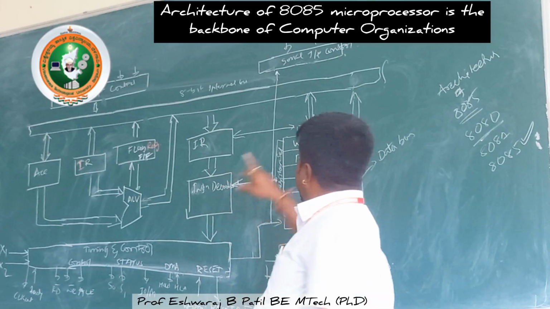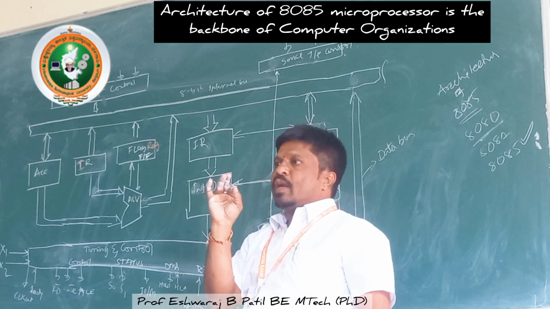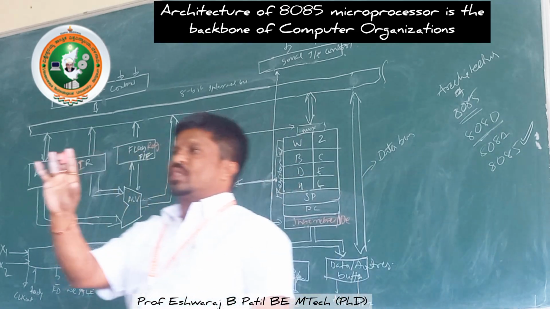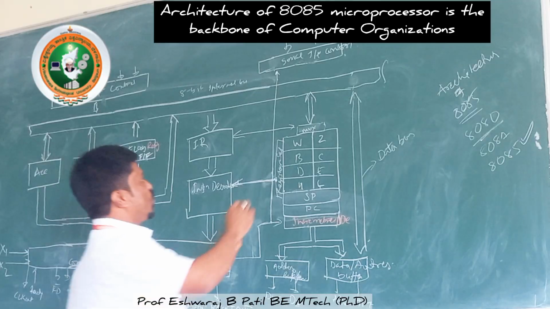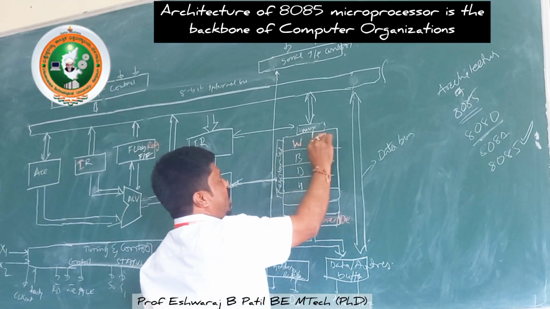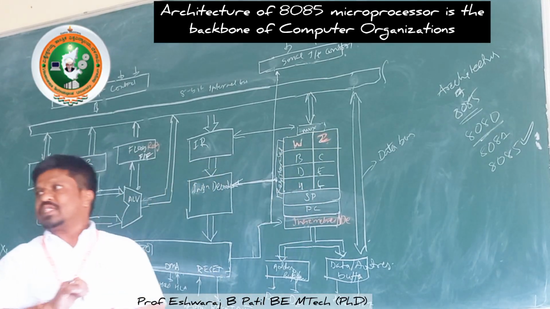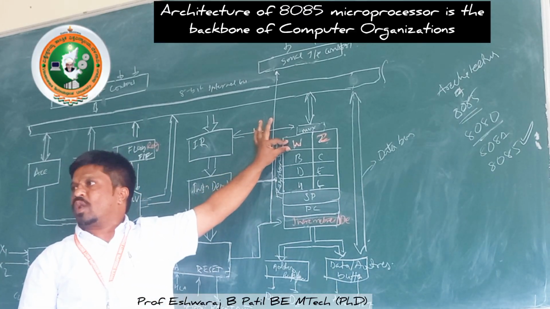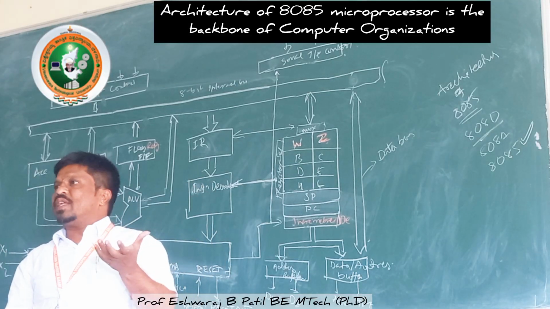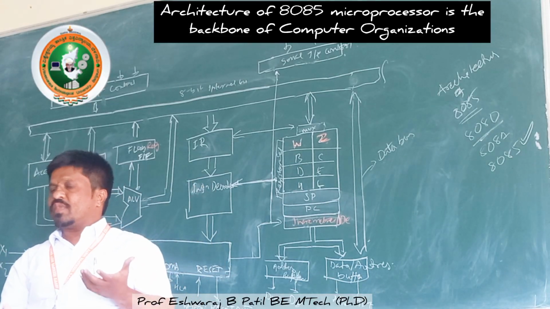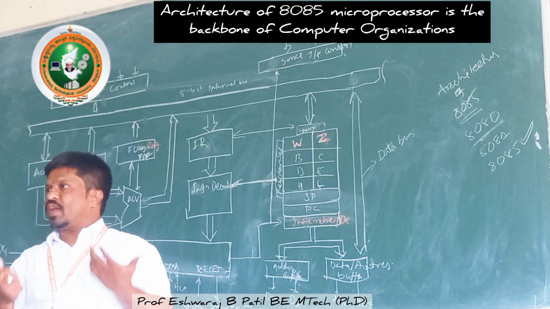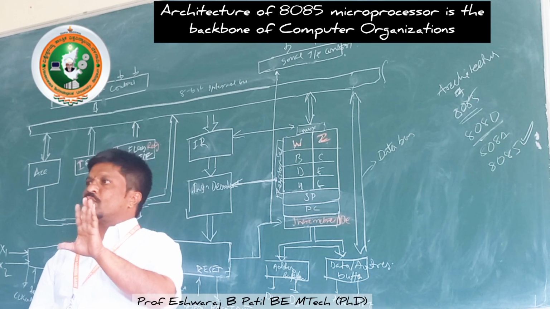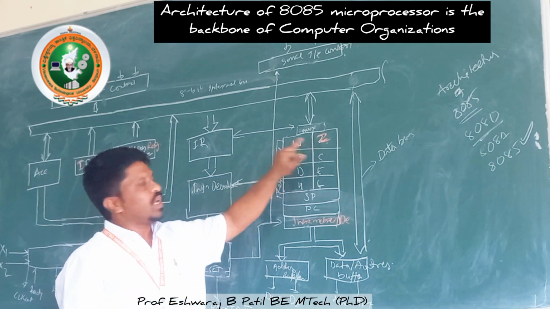W and Z are the temporary registers. These are used only by the processor while doing operations. You should remember, these 2 registers are not available to the programmer; the programmer will not touch them. They are imaginary, abstract registers. We cannot see them, but these 2 registers are used by the processor.